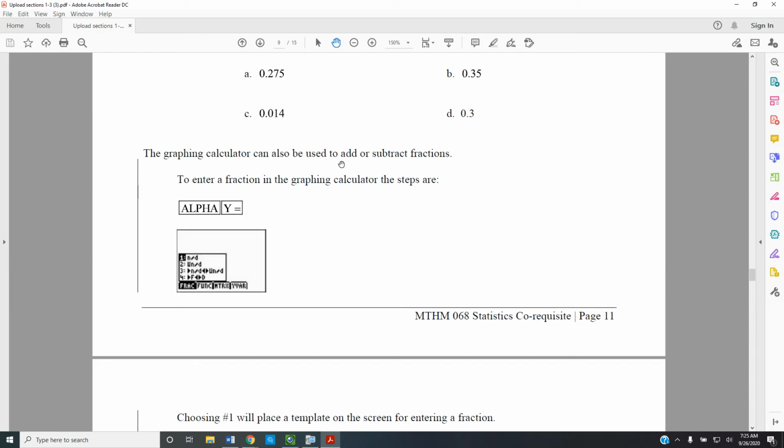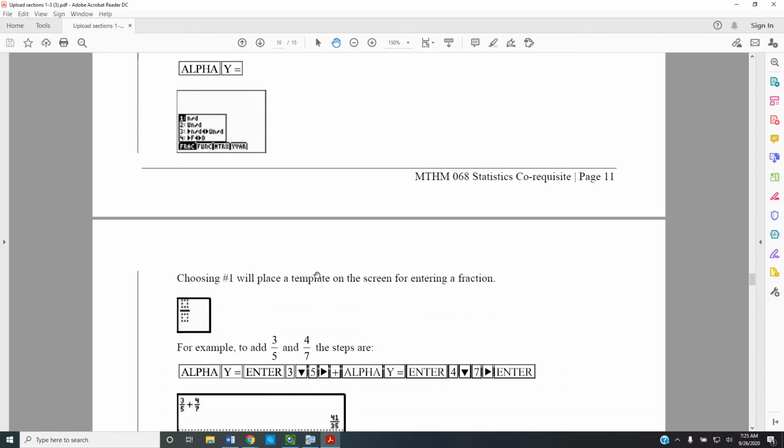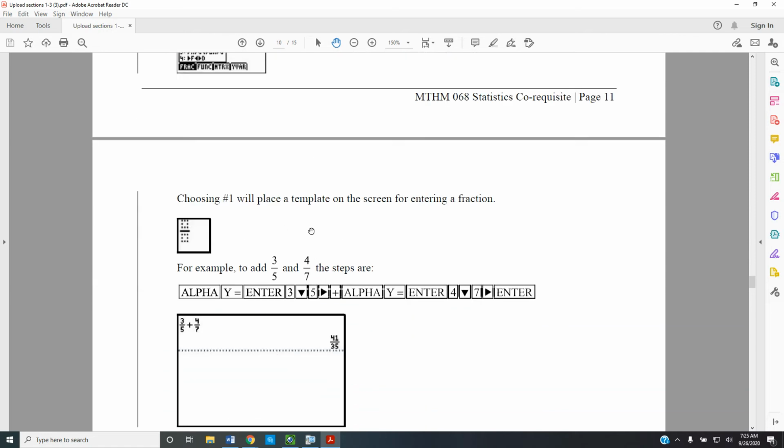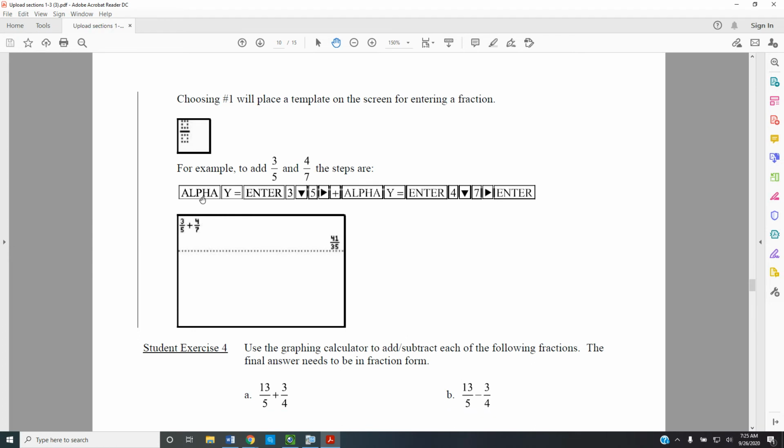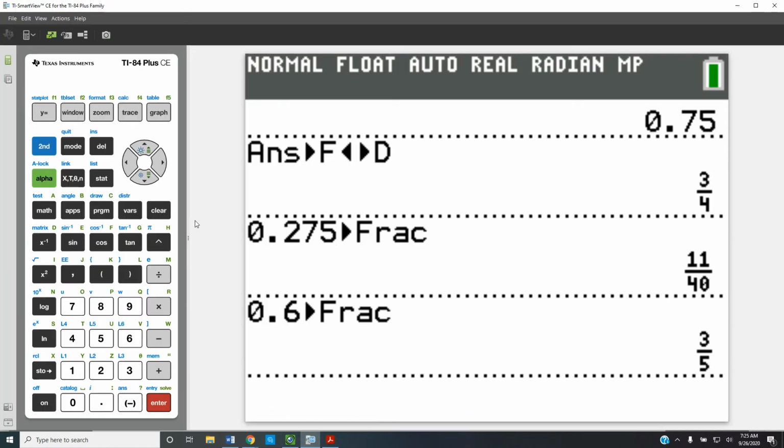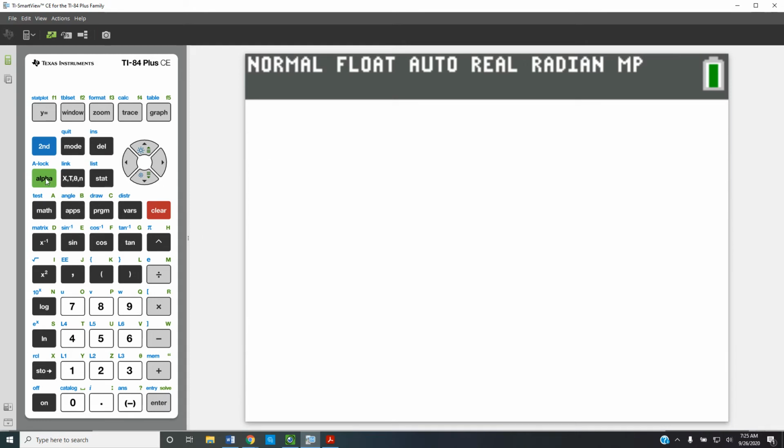It says the graphing calculator is being used to add or subtract fractions. And again, here's the function alpha y equal that I showed you in order to get to fractions. The template, if you will. So we want to take 3/5 and add it to 4/7. Pretty straightforward. Again, I'm going to shortcut it, alpha x, if you have that function. If not, alpha y equal.